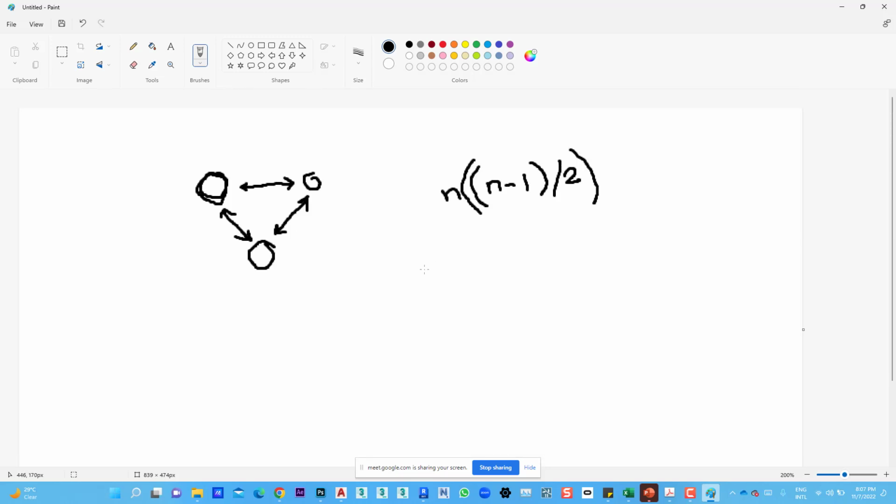Using any simple number, let's go for the number 6 for example. So this is the number of channels for 6 stakeholders. It's going to be 6 times 5 over 2, which is 15. Great. That's so simple, guys.